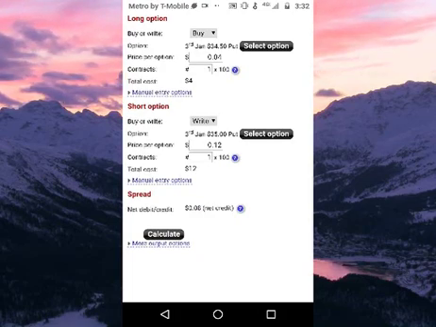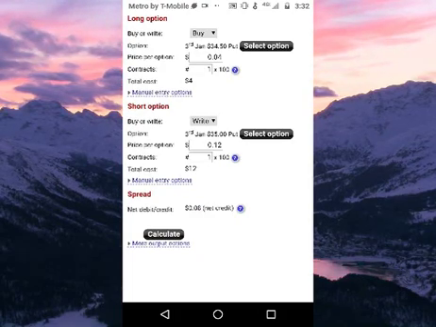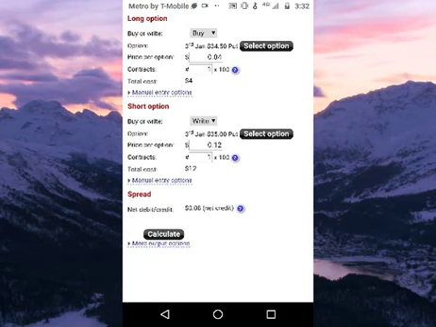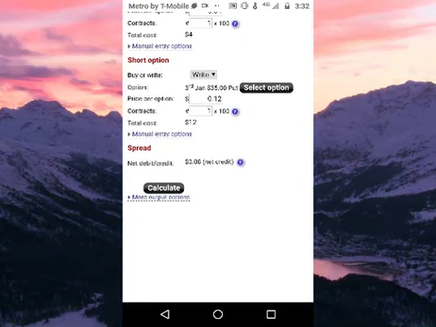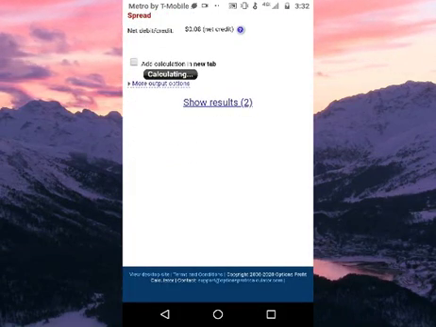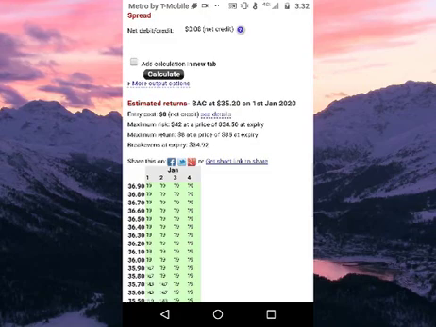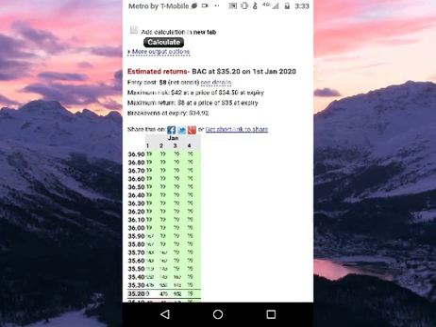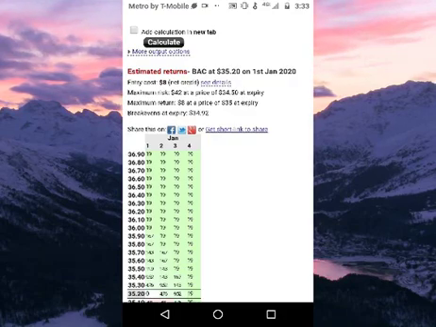The net credit received, the net premium received, is going to be $8. That's going to be the difference between 0.04 minus 0.18. And then you're going to click on calculate. And that will show you the break-even price, the maximum profit, the maximum loss. And you can also see your projected profit at each price point as the stock continues to trade.